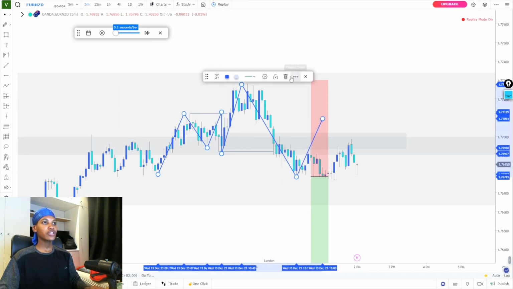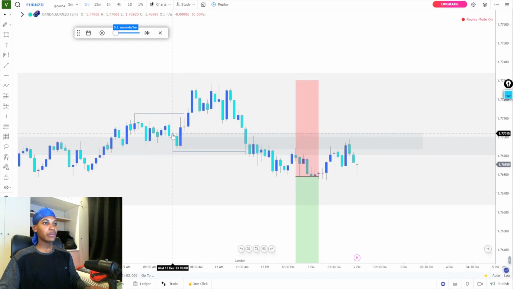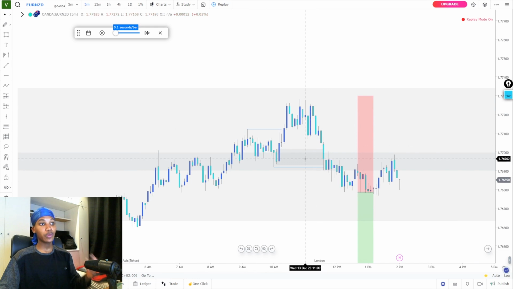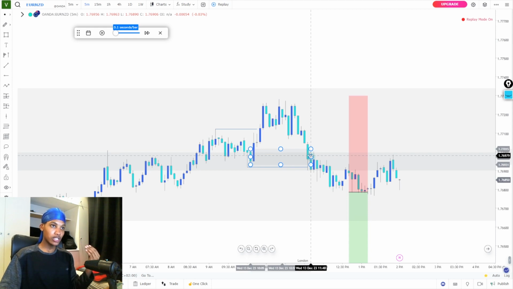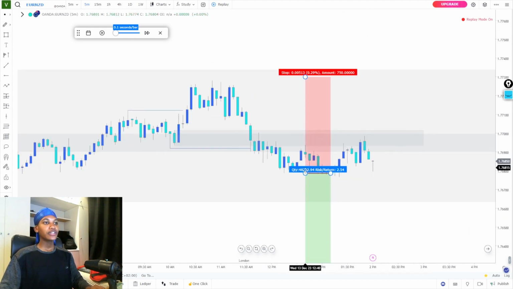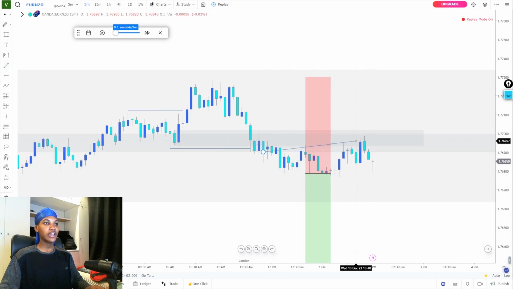Now, entry is going to come from our breaker block right over here. As you can see, this demand zone, we thought it was supposed to hold, but it didn't end up holding. That does not make it useless. It can still act as resistance, but we'll just take this as our breaker block. You can see price ends up coming down, plays around here, and then finally comes into our zone. It's actually been tapping our zone for quite a while.